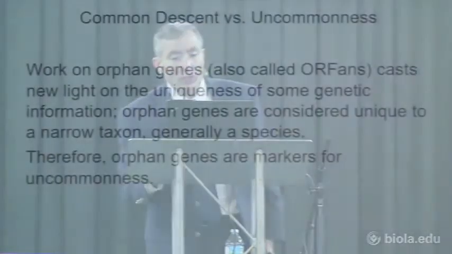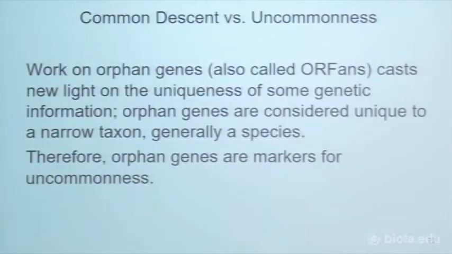If you look at the 1.5%, it absolutely looks like humans and other hominids come from a common descendant. When you look at the 98.5%, there are other regions there that are unique, that speak of uncommonness. Then there's work on something called orphan genes, which casts new light on the uniqueness of some genetic information. Orphan genes are considered unique to a narrow taxon, or generally a species. Therefore, orphan genes are markers of uncommonness.